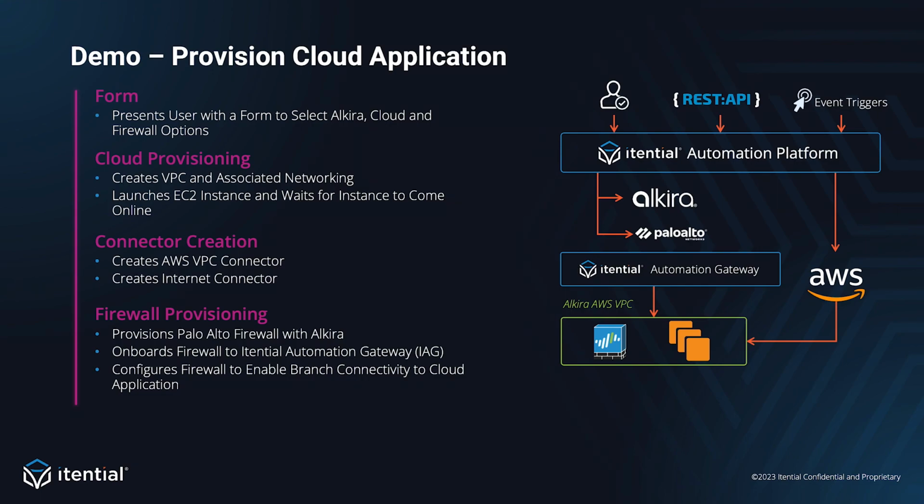After Alkira has finished provisioning our network, we still need to configure our firewall to allow traffic to pass. This will be done by first onboarding our firewall into the Itential automation gateway, which allows us to configure the device. We'll also be using a Jinja 2 template to generate the configuration that we need. Once the firewall is onboarded, we use the automation gateway to push that configuration to the firewall to enable branch connectivity to our cloud application.